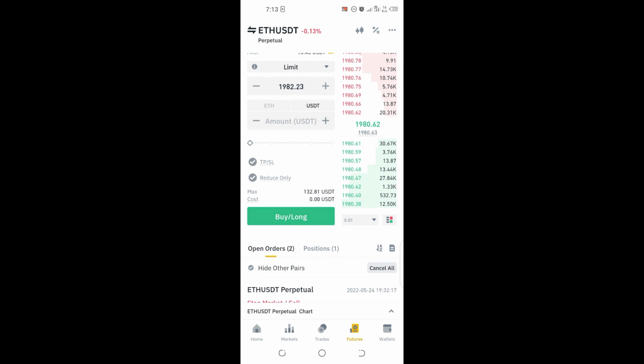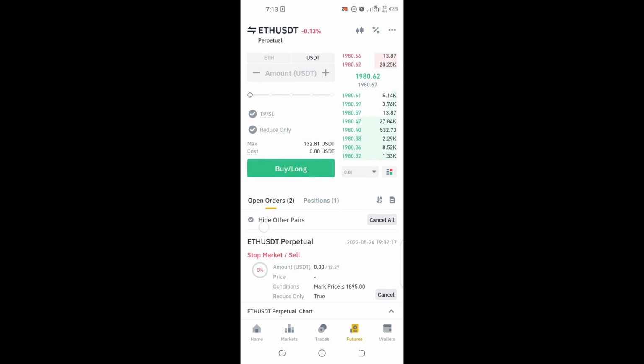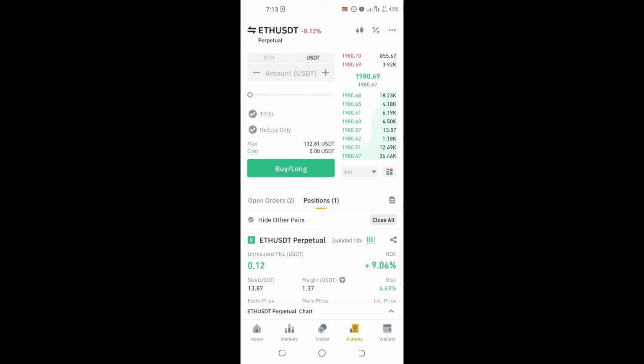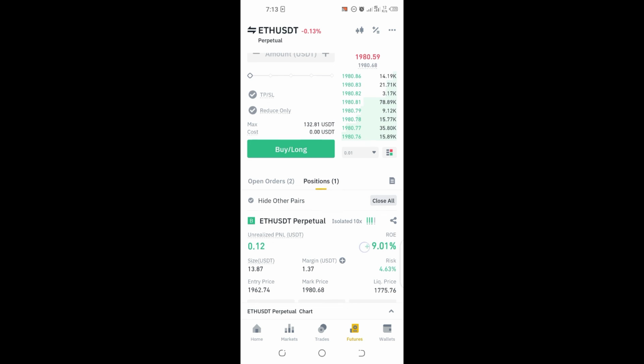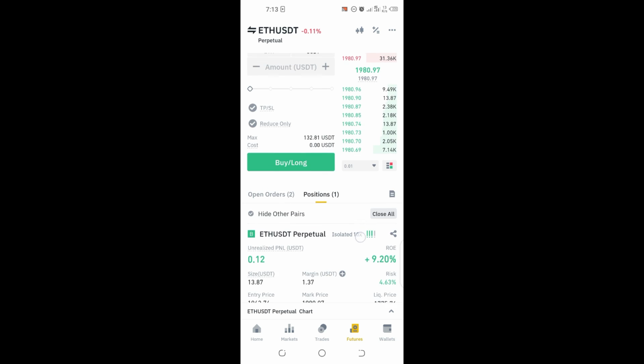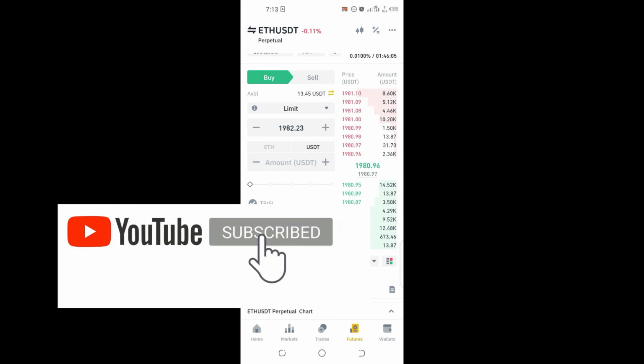So now if I scroll down, you see I have a position here. I am making $0.12 based on the 98% increase, because I bought the asset. So you see here, that is that. So how do you actually place a trade on Binance? That is what I'm going to show you right away.